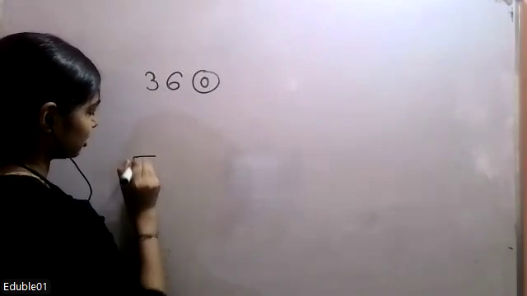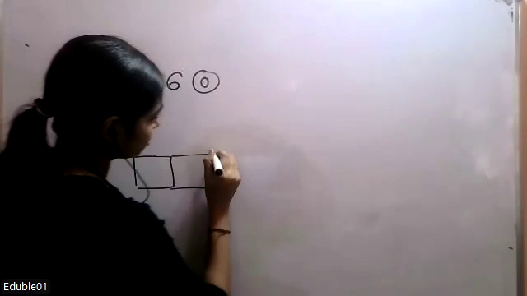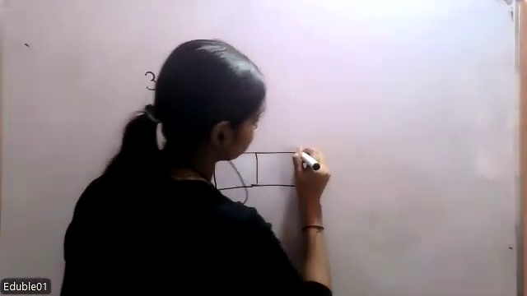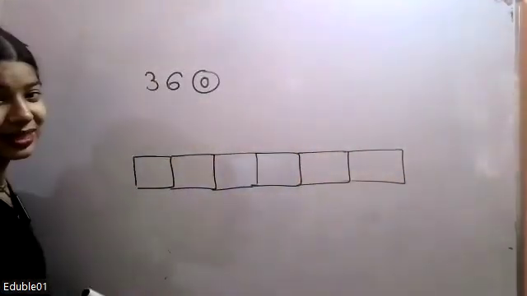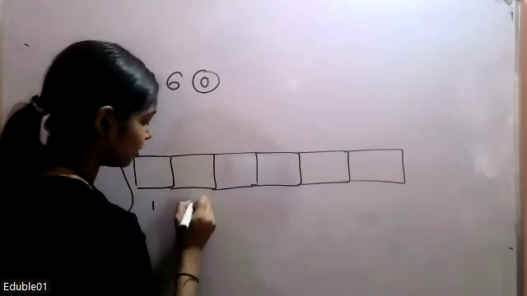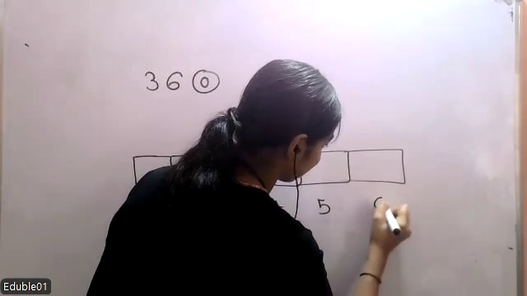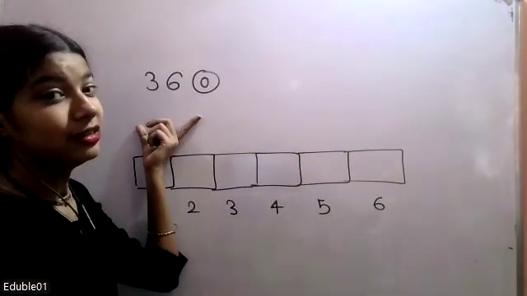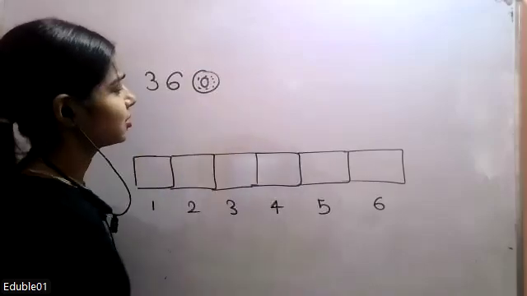Let's make boxes. This is friend number 1. This is friend number 2. This is friend number 3. This is friend number 4. This is friend number 5. And this is friend number 6. Now, how many donuts do we have? 36. So let me write 36 donuts.